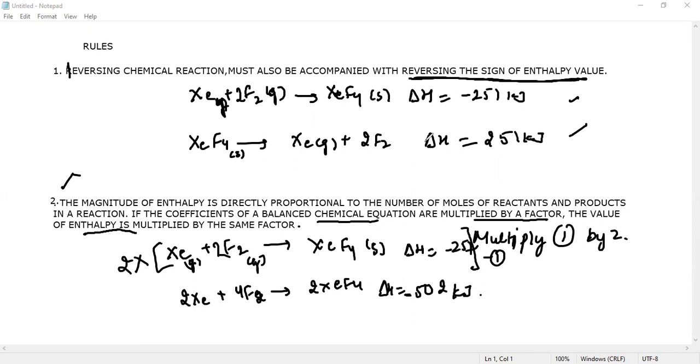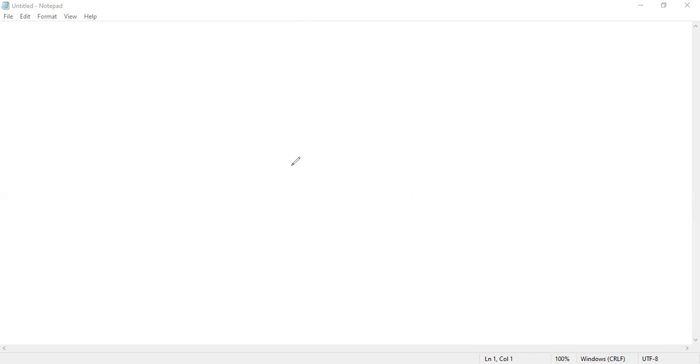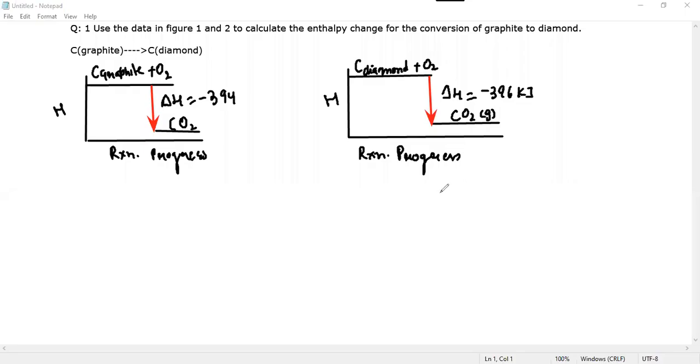So this is what these two rules are. We will see how we use them in the upcoming problems here. So let's go ahead and try to solve one problem. This is the first question on Hess law. So using the data in figure 1 and figure 2, this is your figure 1 and this is your figure 2, calculate the enthalpy change for the conversion of graphite to diamond. So carbon graphite converting to carbon diamond using this data here.